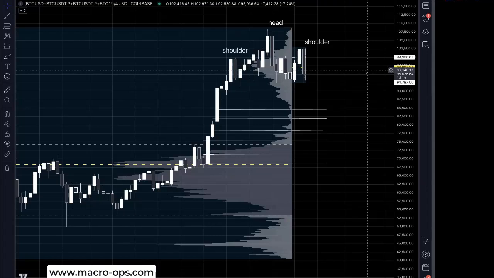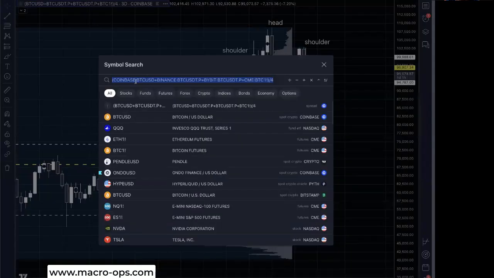Let's get into it. I created this 3-day chart of Bitcoin. What I did here was I grabbed 4 of the biggest, most important volume-based Bitcoin products: Bitcoin on Coinbase, the perpetual futures on Binance and Bybit, and the Bitcoin futures contract on the CME, the Chicago Mercantile Exchange. So this is all 4 of those, and then I just divided by 4.